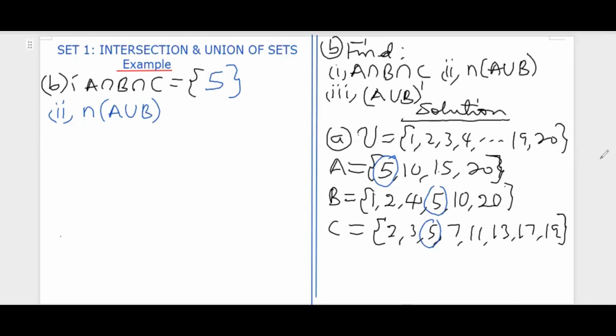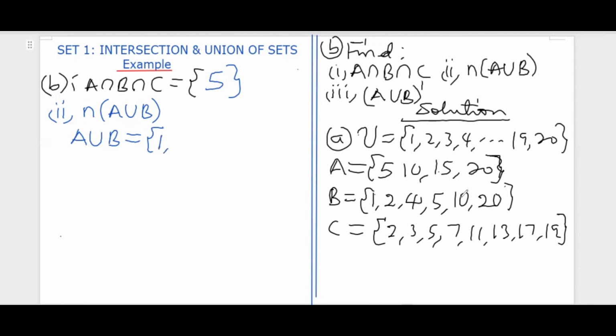So to find the number of A union B, first find A union B itself, the elements of A union B. A union B, union means you are adding them together. Add the results together for A and B. We have A here, we have B here. Add the two results together. But some elements like 5 appear here and also here, so you just write it once. 10 appears here and here. Write it once. So we have anything you can see in either A or B or both. That is A union B.